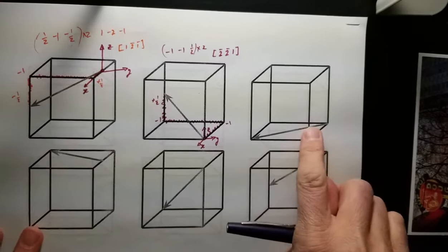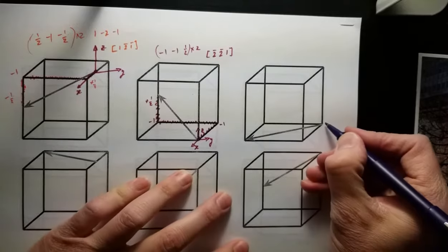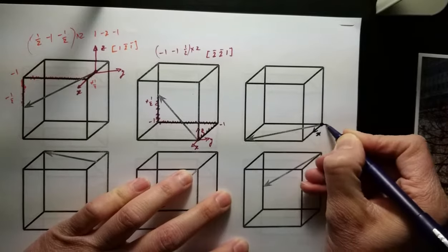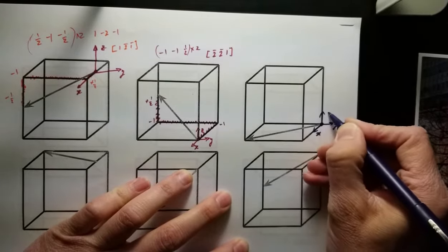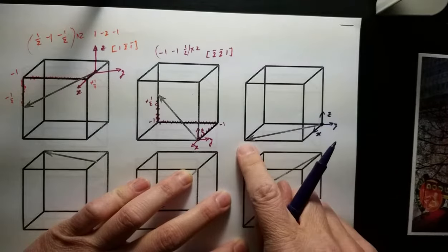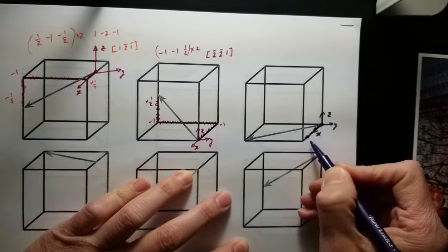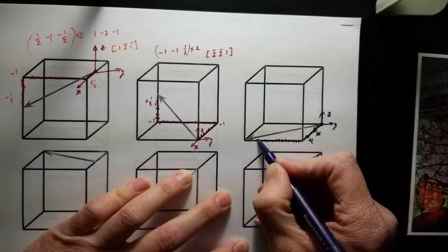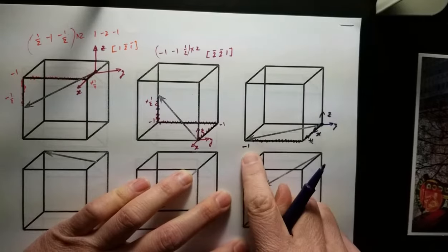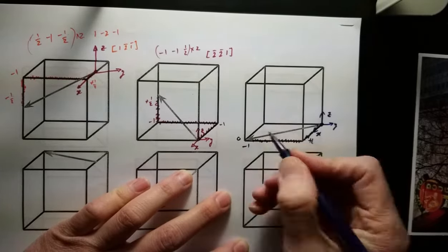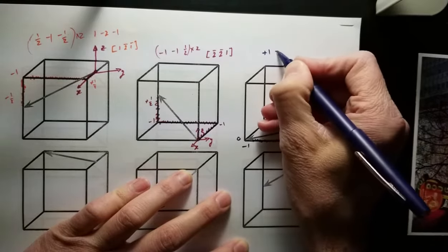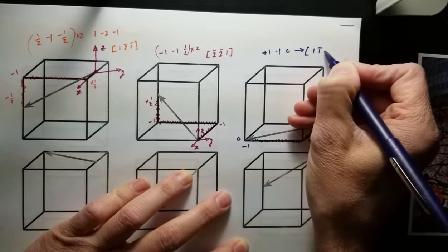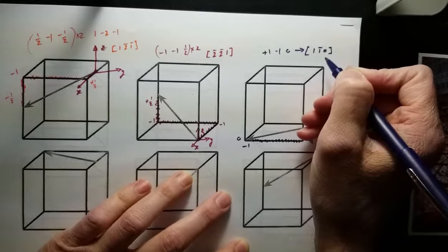Okay, let's go to the third one, picking the tail as the origin, X, Y, Z. To get to the tip, we go plus 1 X, minus 1 Y and 0 Z. So plus 1, minus 1, 0, which is 1, 1 bar, 0.